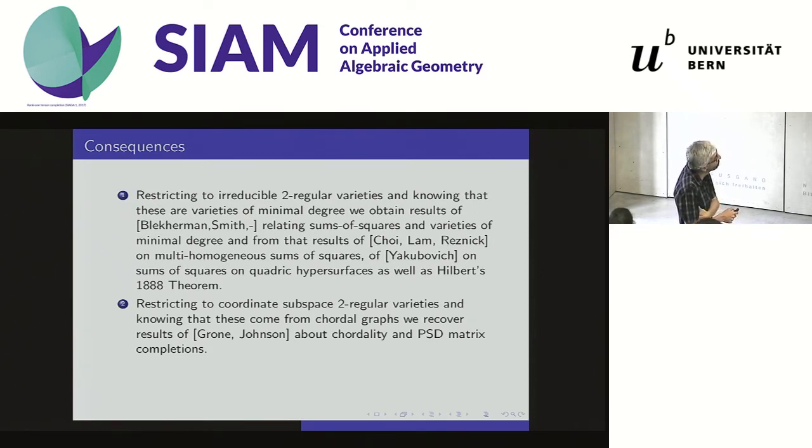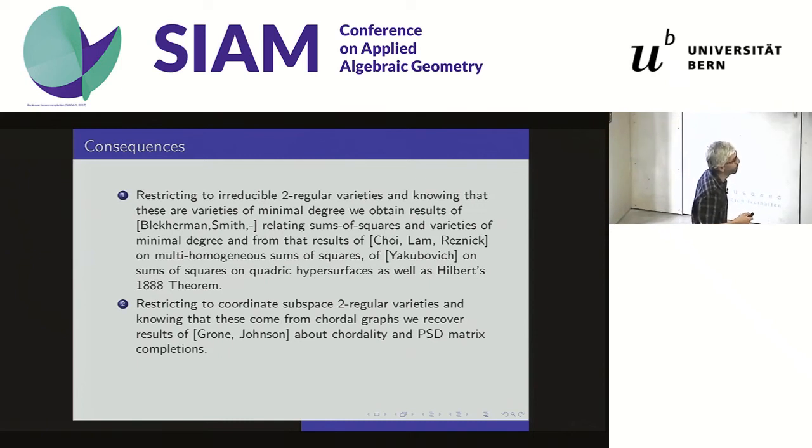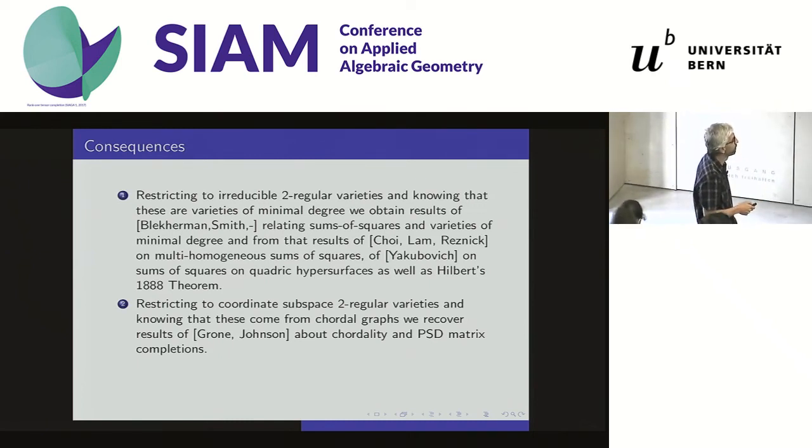And now, of course, this is what you can say if you look at irreducible two regular varieties, but there are many more two regular varieties. So if we restrict to coordinate subspace two regular varieties, and remember that these come from chordal graphs, we recover results of Grone and Johnson about chordality and positive semi-definite matrix completions that are also quite useful.